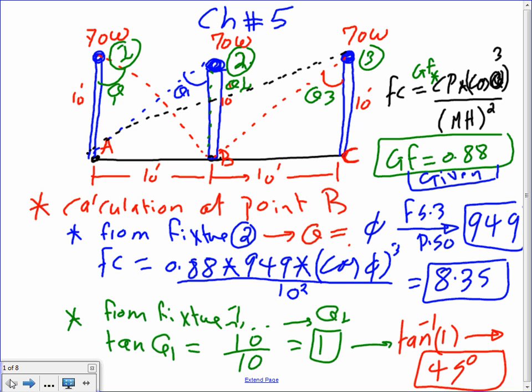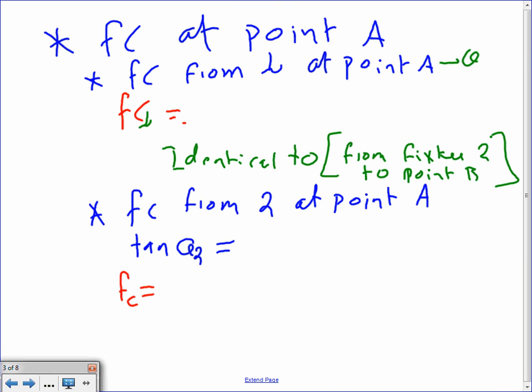Should I go faster or? Okay. Okay, so let's go ahead and do them, guys. Everybody understand why the symmetrical is in there? Okay, let's go here. All right, so foot candle at point A.